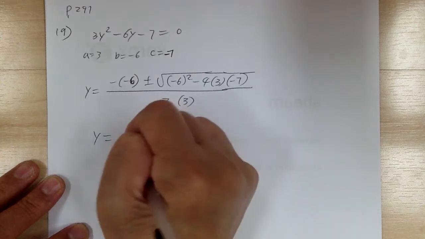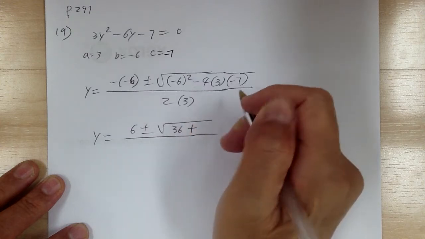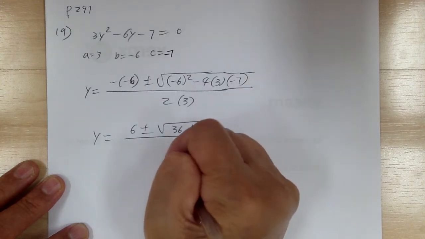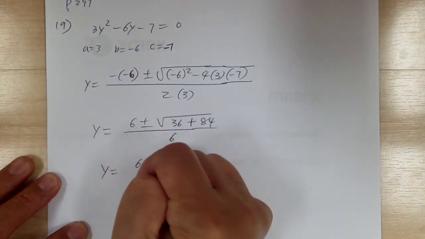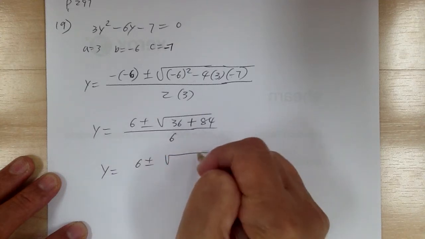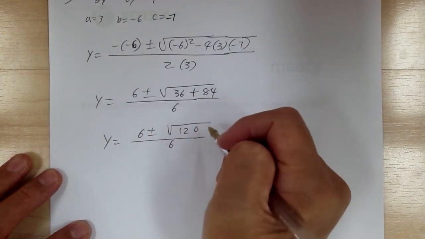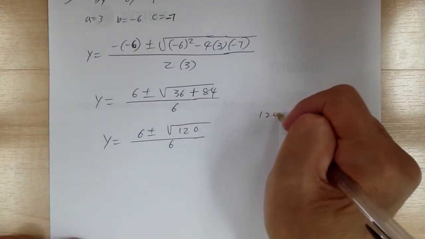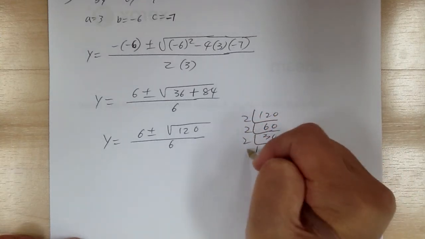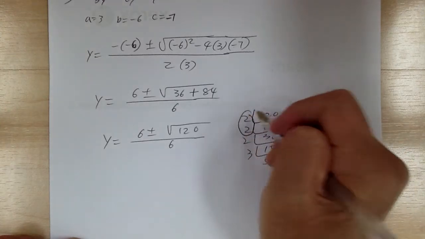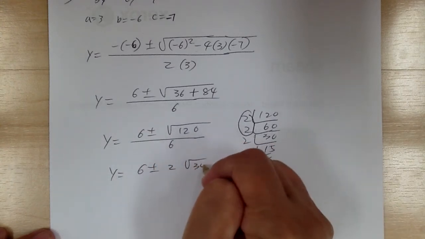So y equal to 6 plus or minus square root of 36. Now this is going to be a plus 84 over 6. And then y equal to 6 plus or minus square root of 120 over 6. And okay, 120 you can simplify. The only thing that can come out is this one here. So y equal to 6 plus or minus 2 square root of 30 over 6.